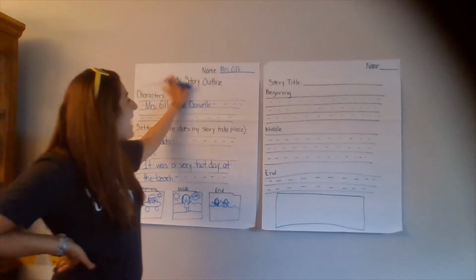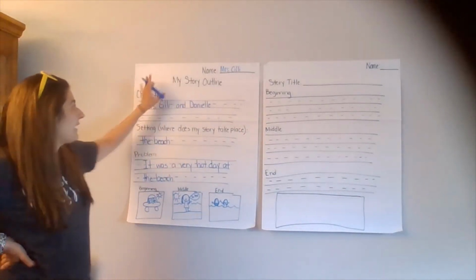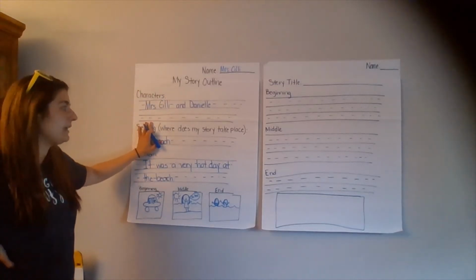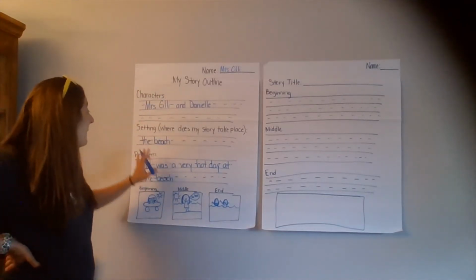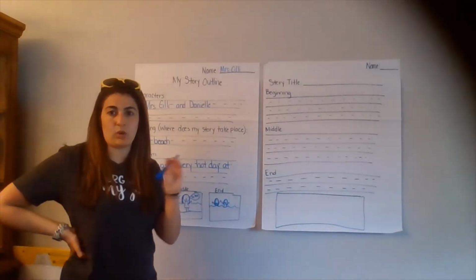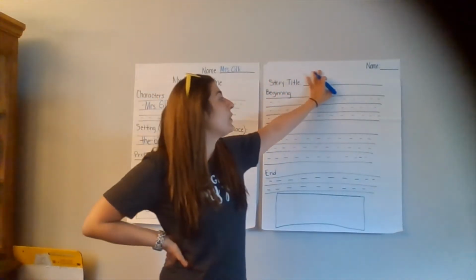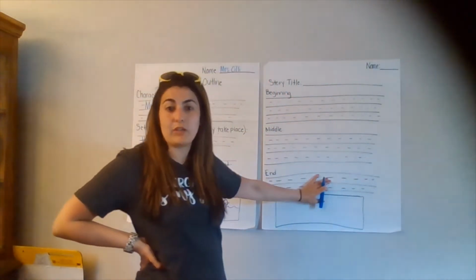Okay, so that is what you're going to do today. You're just planning your story out. You're writing your characters, the setting, where the story takes place, the problem of your story, and the beginning, middle, and end in a quick sketch. Tomorrow is where you would then put all of those things together and write your story.